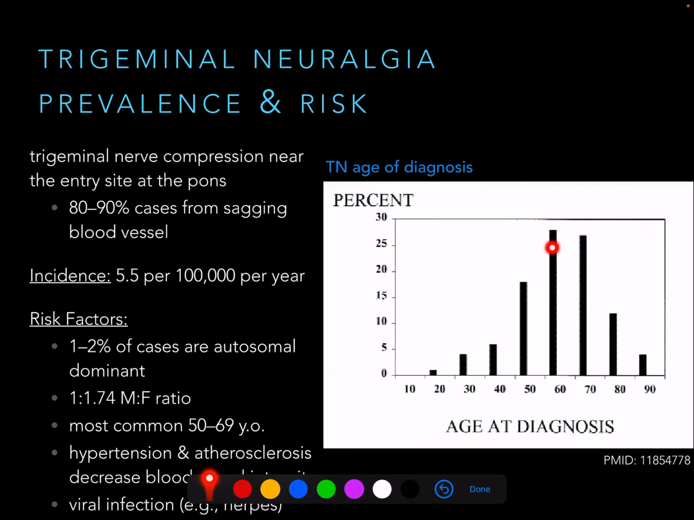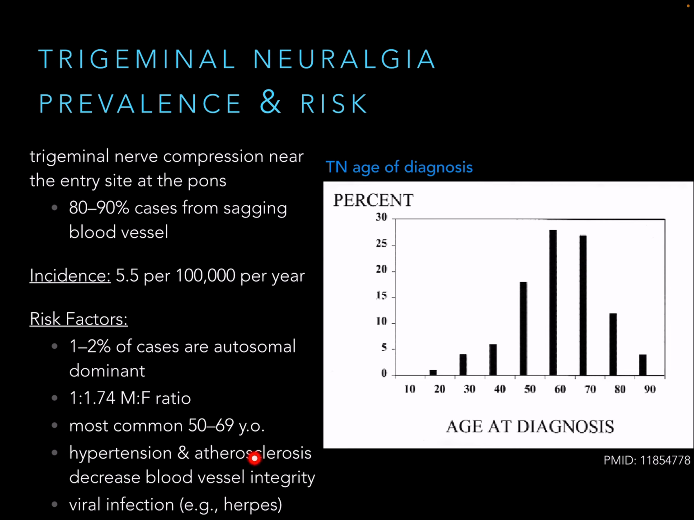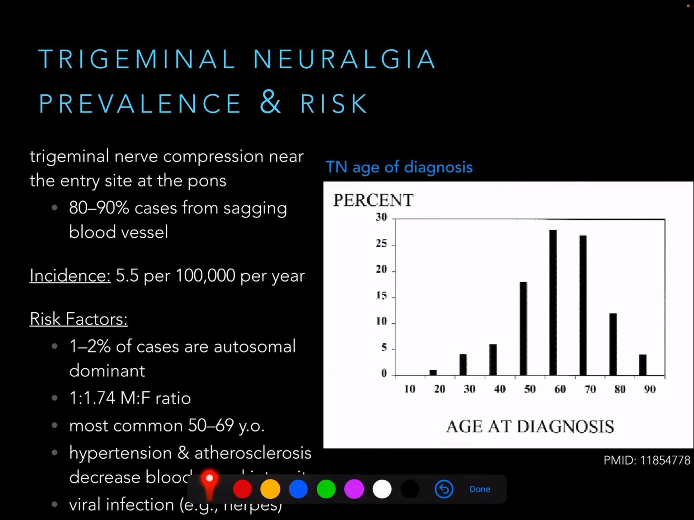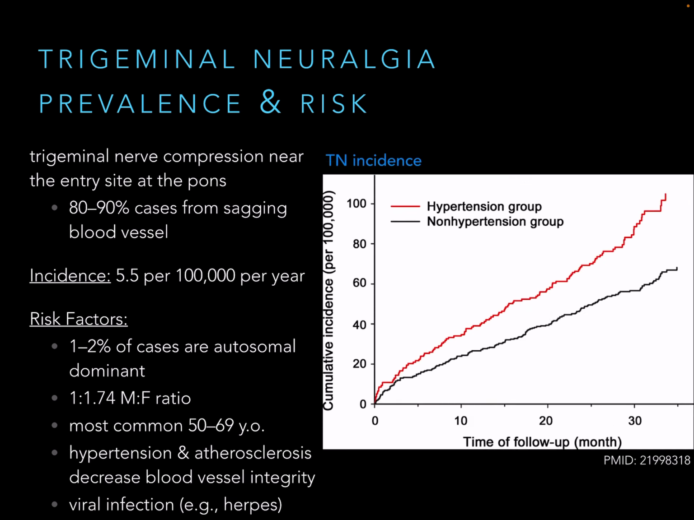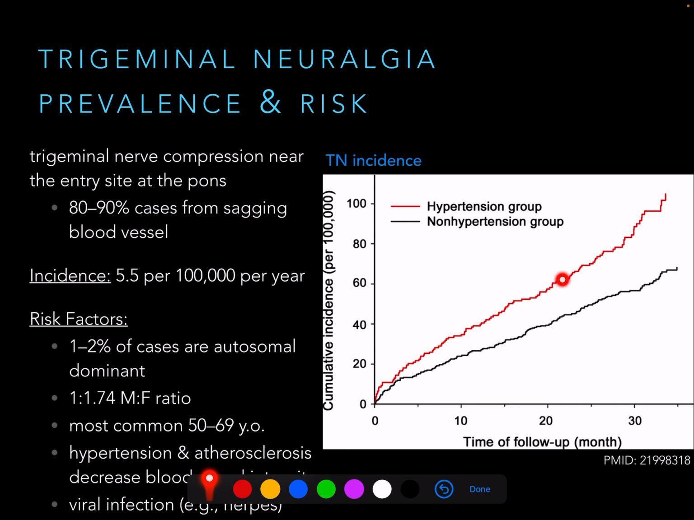Now, it tends to come on later in life. You can see, fortunately, a nice little bell-shaped curve here, most commonly in this 50 to kind of 70s range there. Risk factors would be anything that affects blood vessel integrity. So hypertension, atherosclerosis, right? Those are going to be certainly risk factors. Viral infection, obviously that can lead to inflammation and can entrap nerve fibers there as well. Here we can see the effect of hypertension, increasing the incidence of trigeminal neuralgia compared to the non-hypertension group.